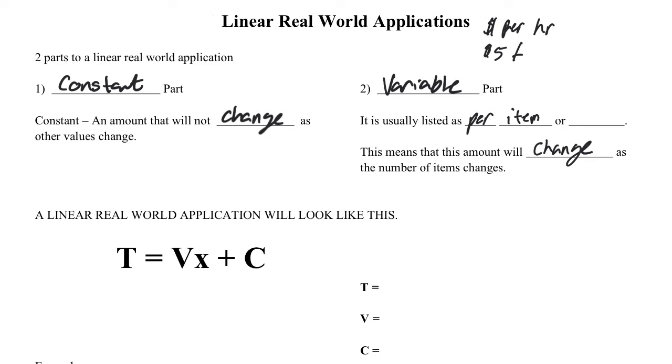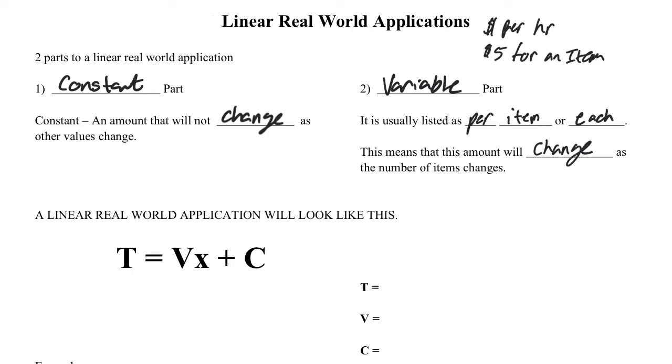$5 for an item. And that item might be something more specific, say $5 for a book. So if you buy one, it's $5. If you buy two, it changes, it's $10. So your variable part is going to be changing with respect to the number of items that you're buying or doing whatever with.